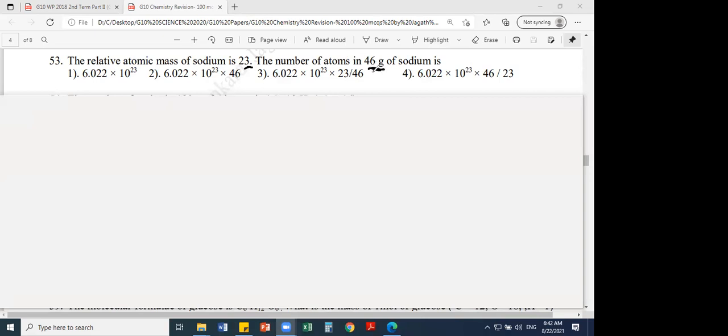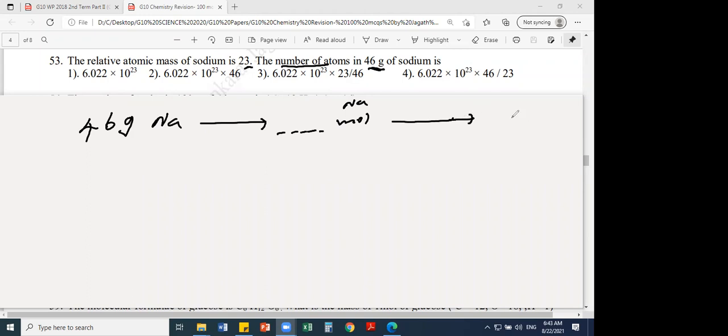So 46 grams of sodium. 46 grams of sodium. How many atoms? So I told you how to convert this into this. First, you have to convert grams into moles, and then into atoms. Okay, look at this. First, you have to convert grams into sodium moles. Then sodium moles can be converted into sodium atoms directly.